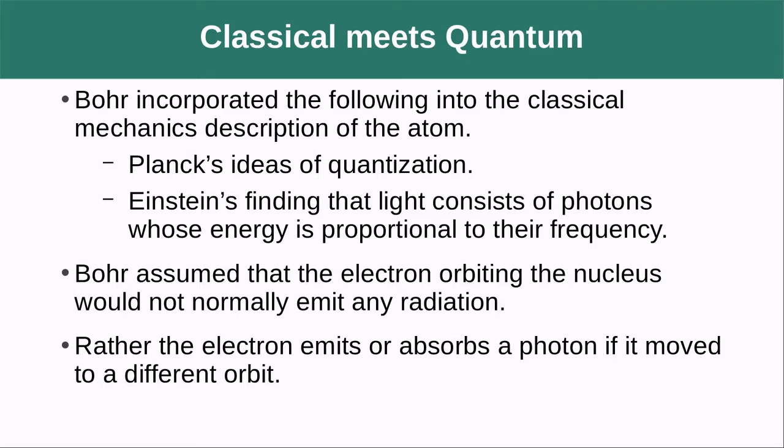Instead, what's going to happen is he's bringing in a lot of ideas from Planck's about quantization and the idea that light consists of photons, and he starts to assume that the electron orbiting the nucleus would not normally emit any radiation. Rather, the electron emits or absorbs a photon if moved to a different orbit. So basically, he's saying that electrons have set orbits, and when they move between them, this is accompanied by the absorption or emission of a photon.